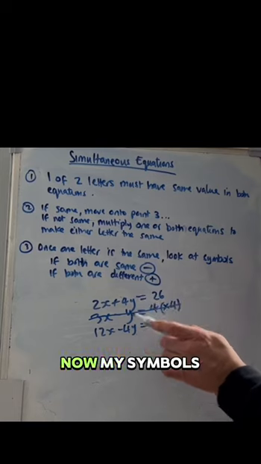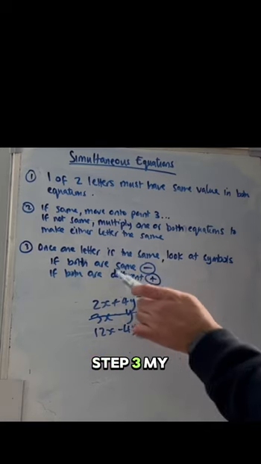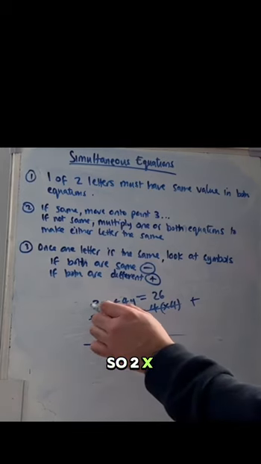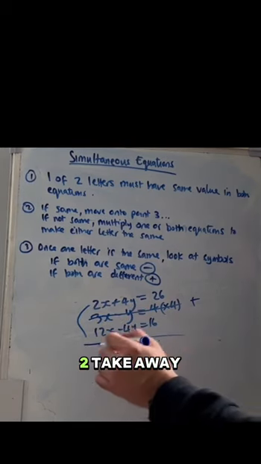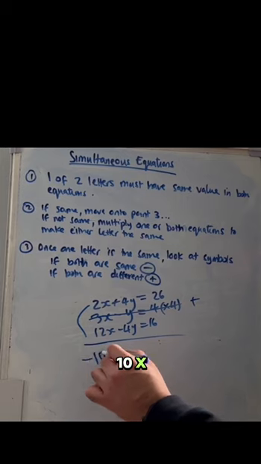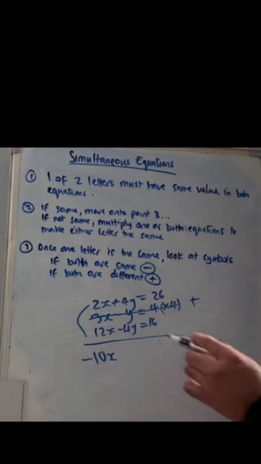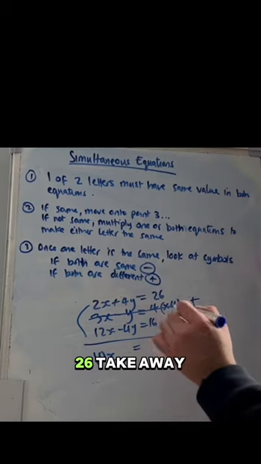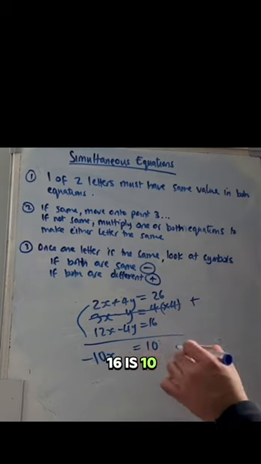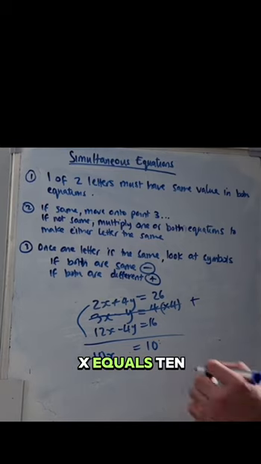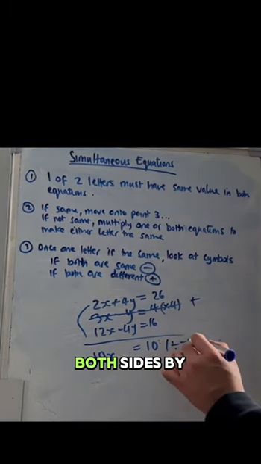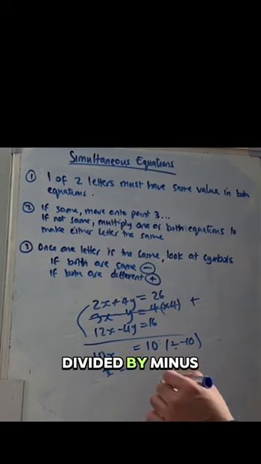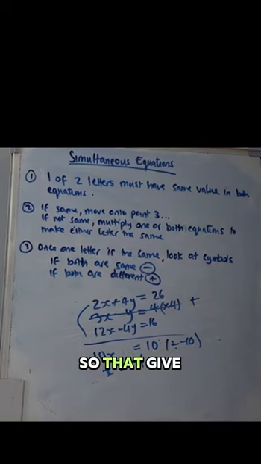Now I'm looking at these. My symbols are different, so at step 3 I can add the two equations together. 2x plus 12x is 14x, 4y take away 4y is 0, and 26 plus 16 is 42. So x equals 3. That gives me my x value.